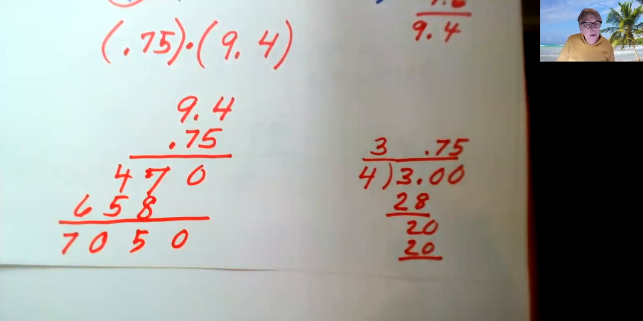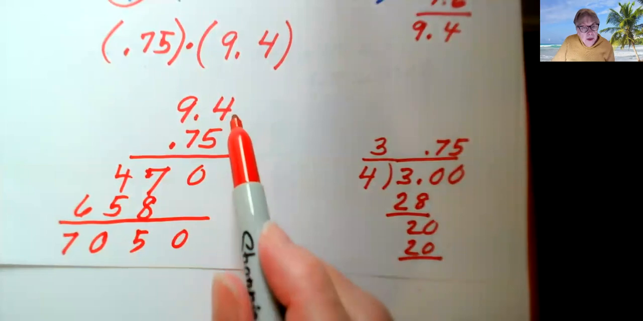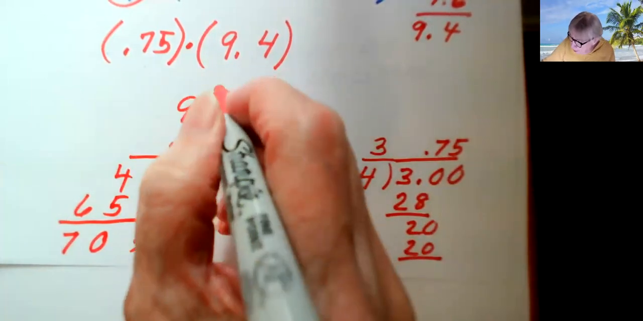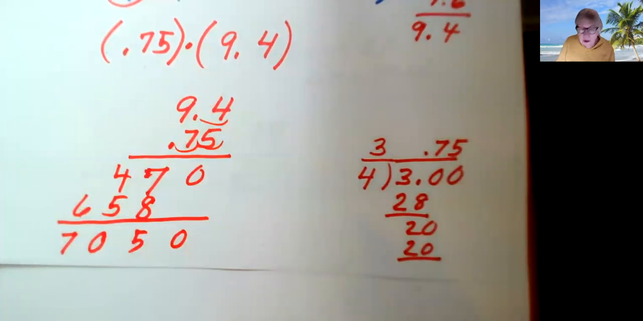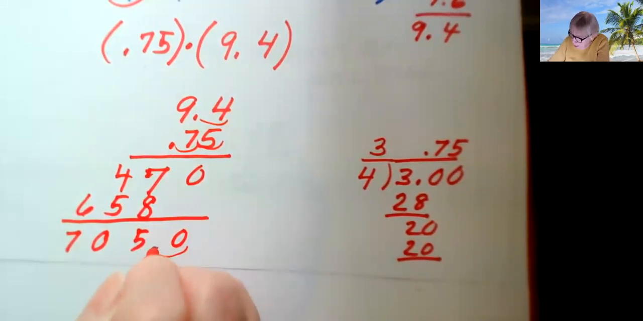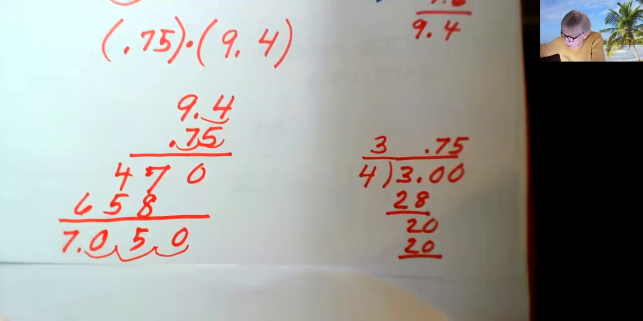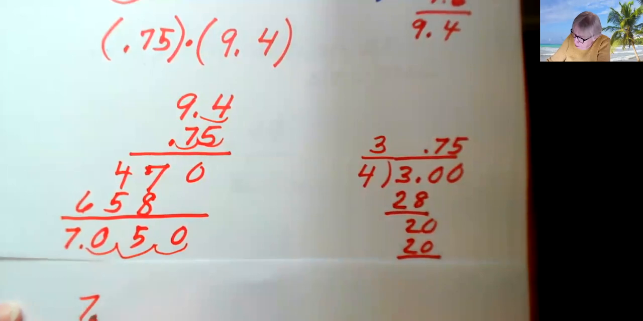I guess that's good. So now this is multiply. This is where you actually count the number of decimal places and then put it into your answer. So this is 1, this is 2, this is 3. So our final answer is 7.050.